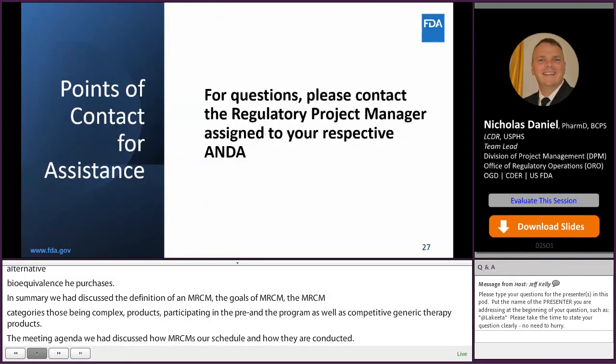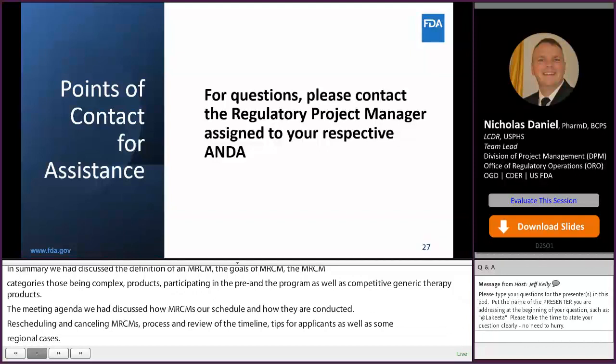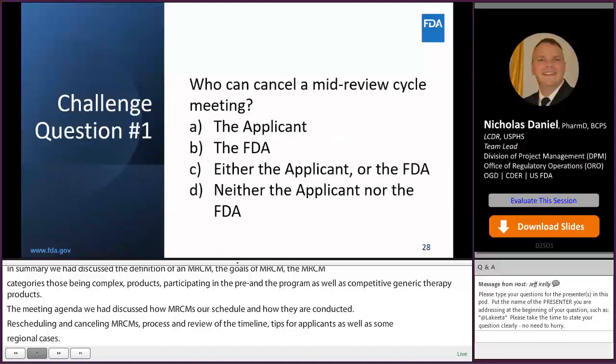If you have any questions about an upcoming MRCM or past MRCMs, or if you feel that your ANDA should qualify for an MRCM, please contact the respective RPM for that application. Now for some challenge questions.